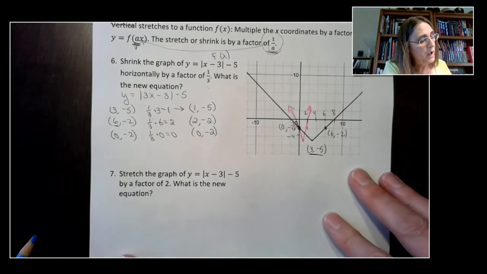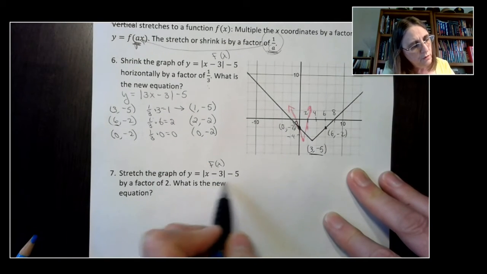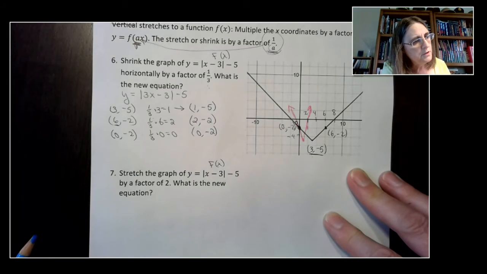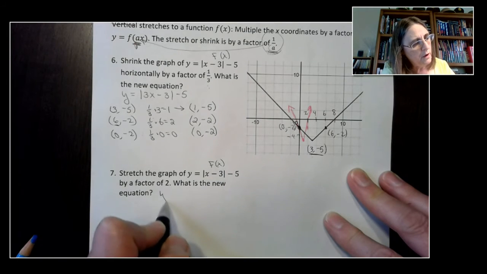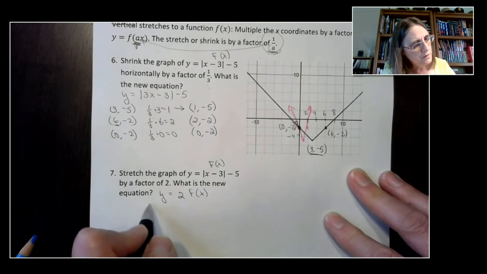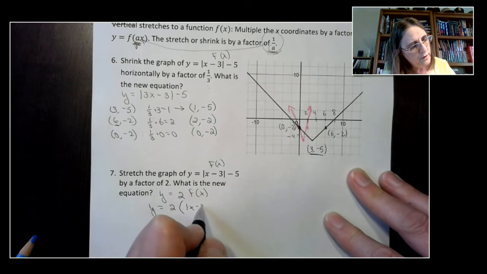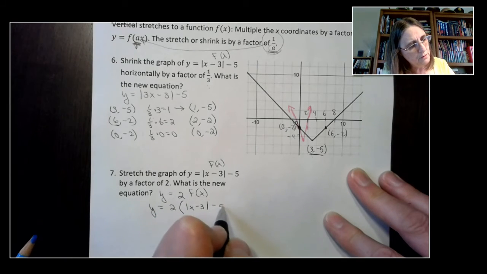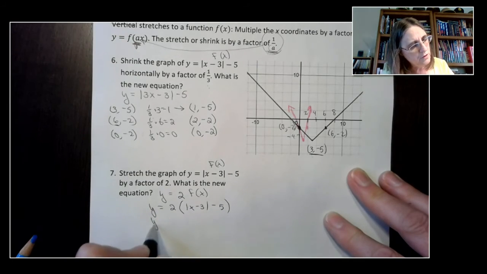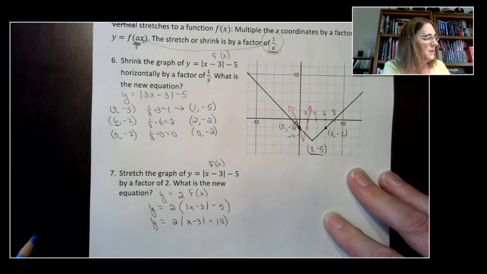Okay, so a stretch. This is our f of x, and we're stretching this whole function by 2. So that says we want to multiply the whole function by 2. So I'm going to go y equals 2 times the whole function, absolute value of x minus 3 minus 5. Distributing gives us 2 times the absolute value of x minus 3 minus 10. Let's graph that and see how that works.